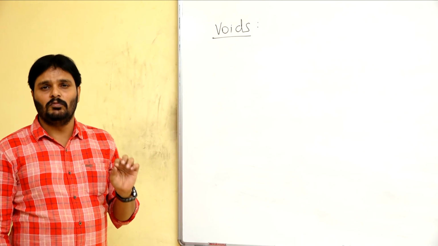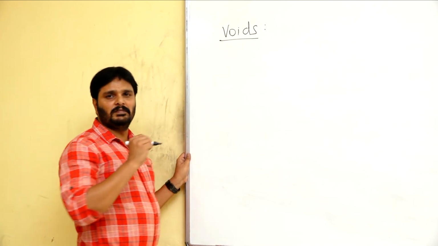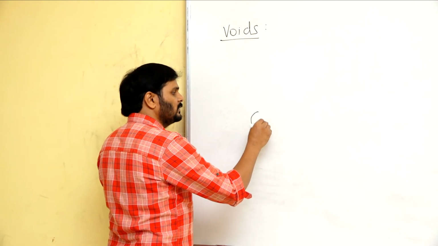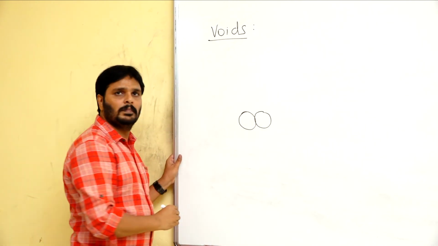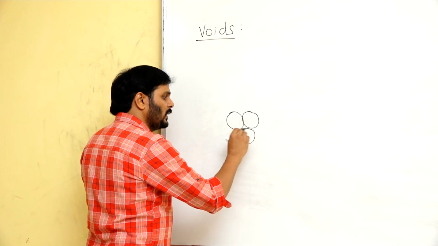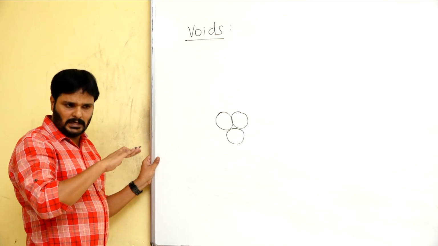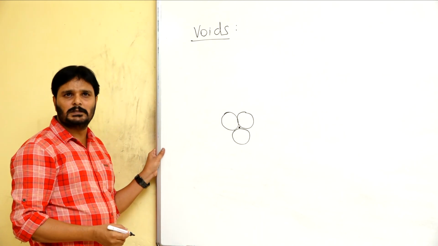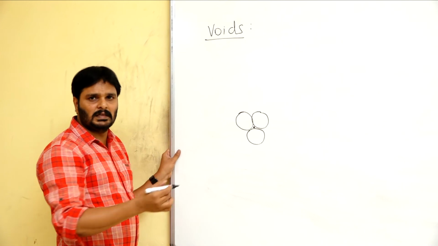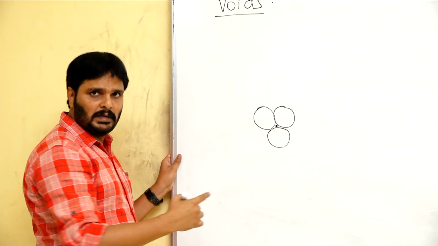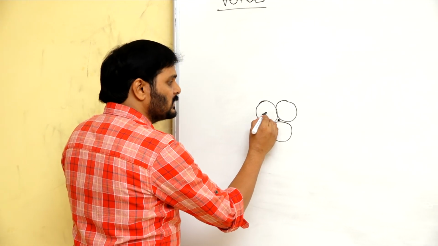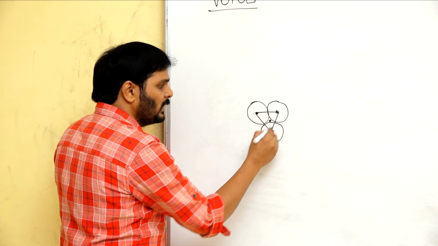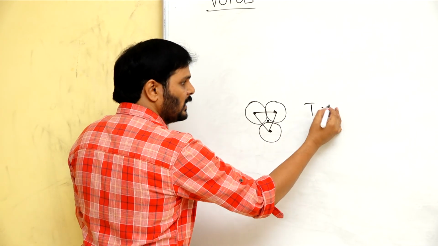A void is nothing but a space between atoms. Empty space between atoms is known as a void. For example, these are two atoms and one more atom I am drawing. Three atoms arranged in one layer. The space between these three atoms is known as a void, nothing but a hole. Now this is the center of each atom, and I can make a triangle. This is known as a triangular void.